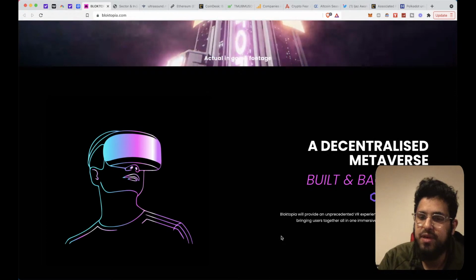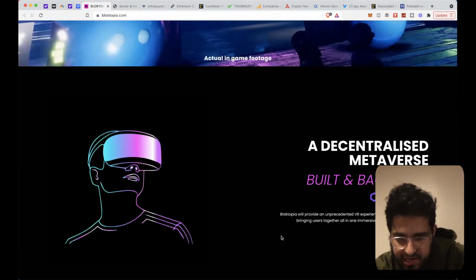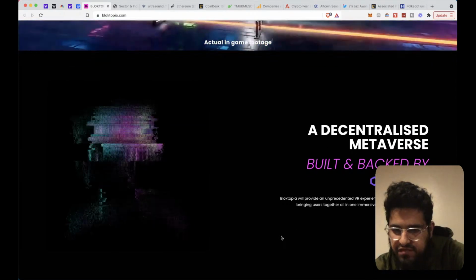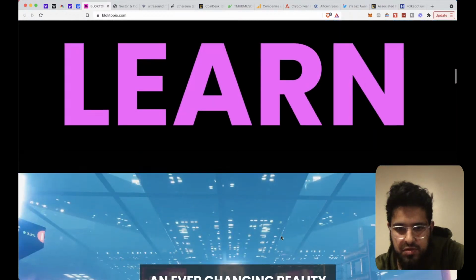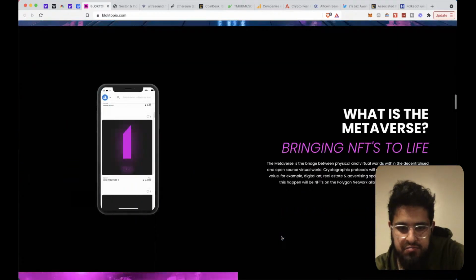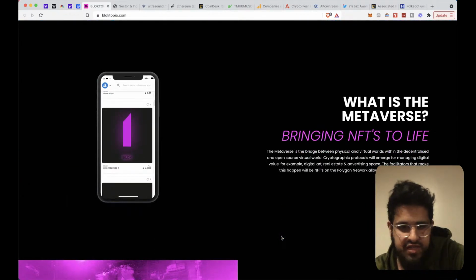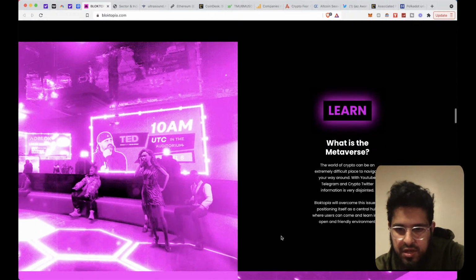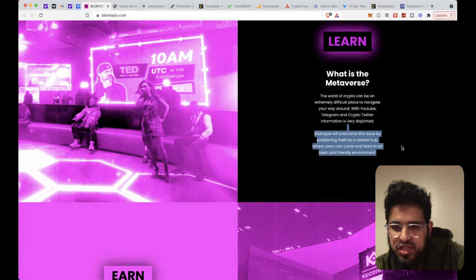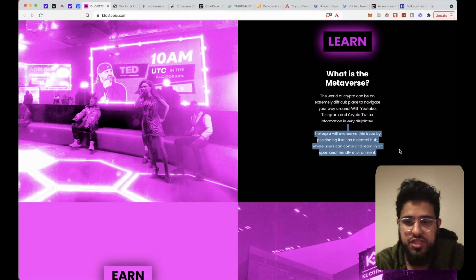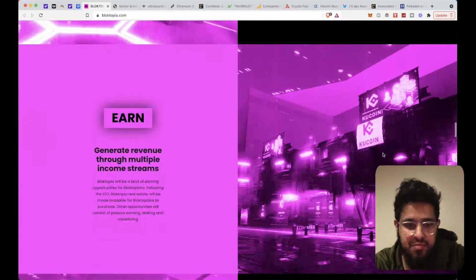A decentralized metaverse built and backed by Polygon. Okay, I like it. Blocktopia will provide an unprecedented VR experience for the community, bringing users together all in one immersive space. Home of crypto. Learn. What is the metaverse? Bringing NFTs to life. The metaverse is the bridge between physical and virtual worlds within the decentralized and open source world. Cryptographic protocols. Blocktopia will overcome this issue by positioning itself as a central hub where users can come and learn in an open, friendly environment. I like it.